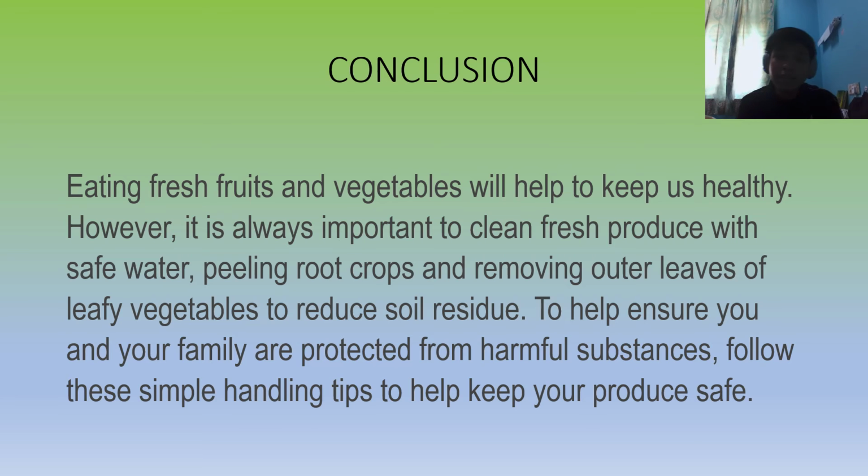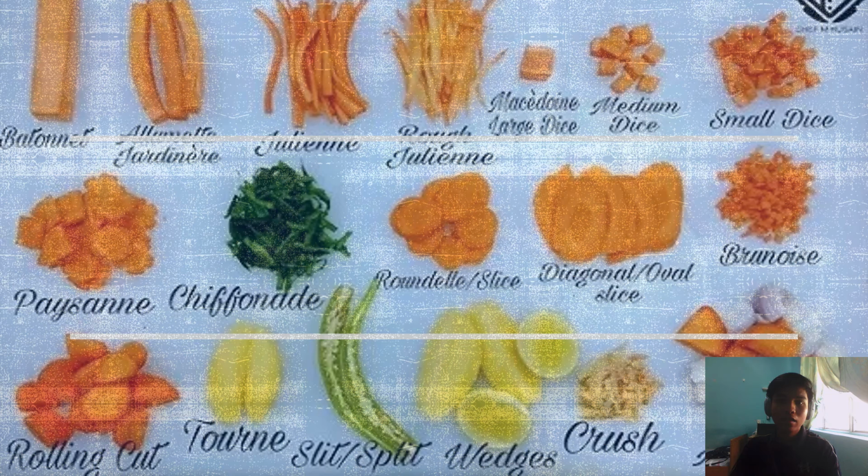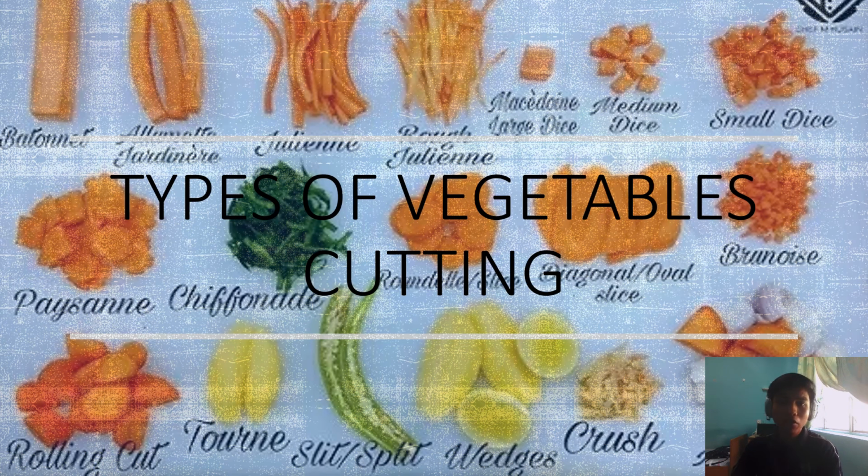The conclusion for this checkpoint is we know eating fresh fruit and vegetables will help to keep us healthy. However, it is always important to clean fresh produce with safe water, peeling root crops, and removing the outer leaves of leafy vegetables to reduce soil residue. This helps ensure you and your family are protected from harmful substances. So, follow these simple handling steps to help keep your produce safe. Now, we're going to continue with types of vegetable cutting.